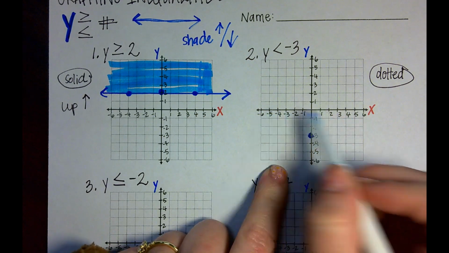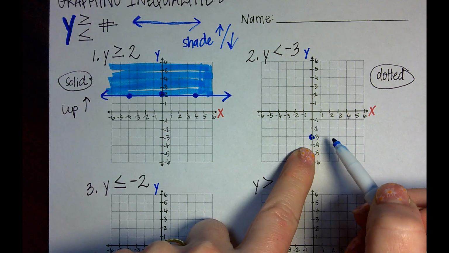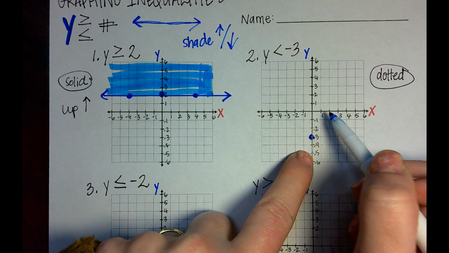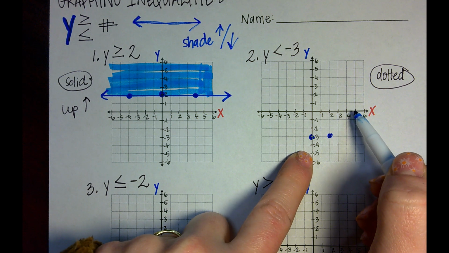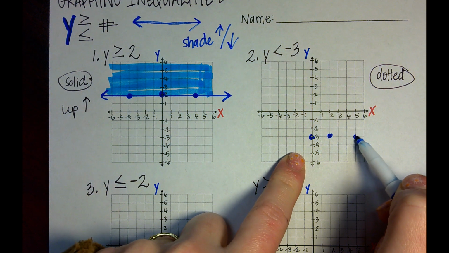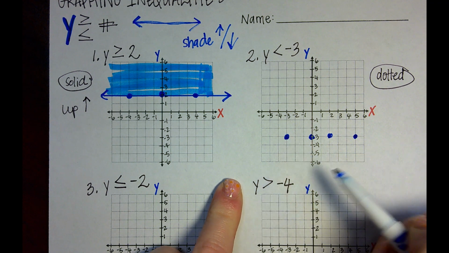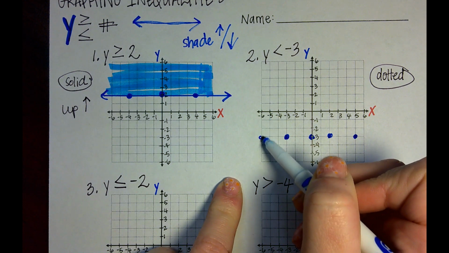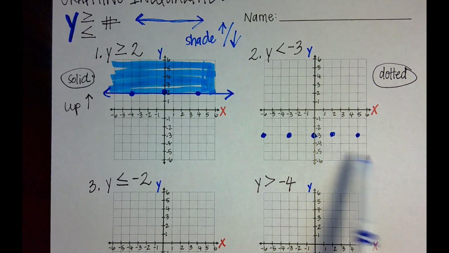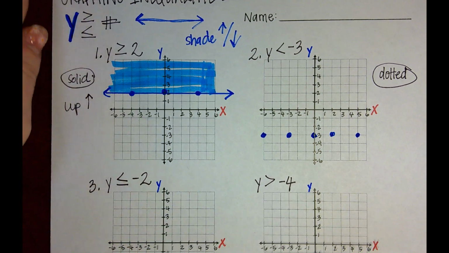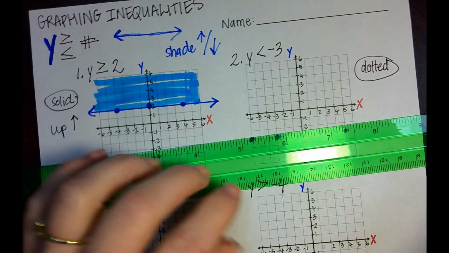We can pick any number for x. No matter where I go on the x-axis, my height, my y, stays the same. So if I went to x is 2, my y is still negative 3. If I went to x is 5, my y is still negative 3. If I went to x is negative 3, my y is still negative 3. X is negative 6, my y is still negative 3. No matter where you go, my y stays the same. We said it was a dotted line, so I am going to trace and dot my line.